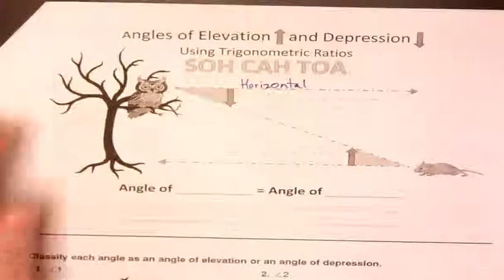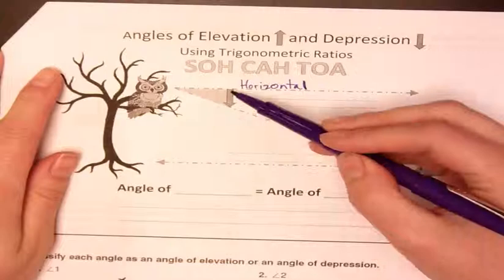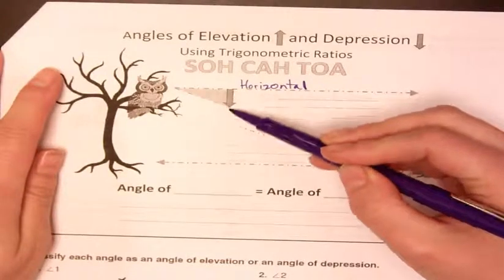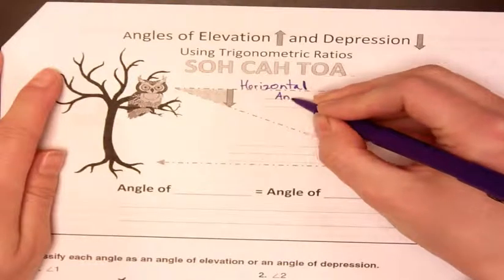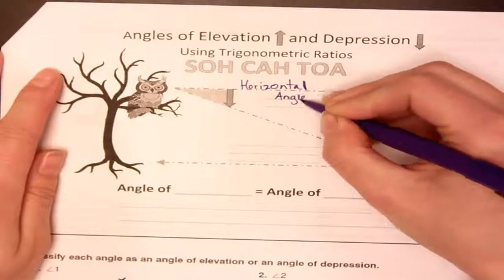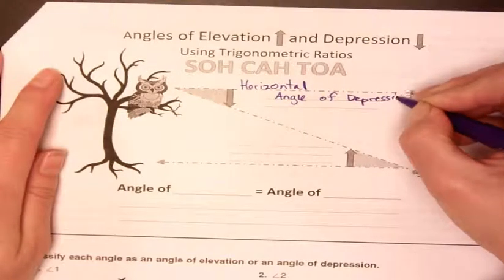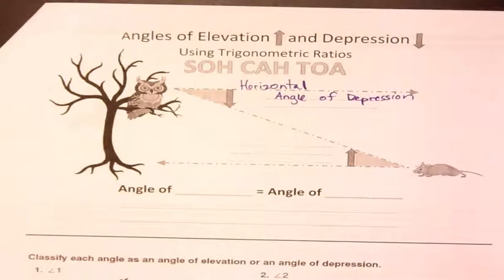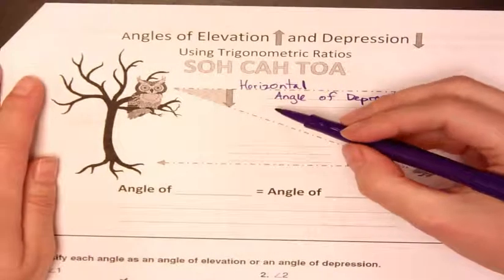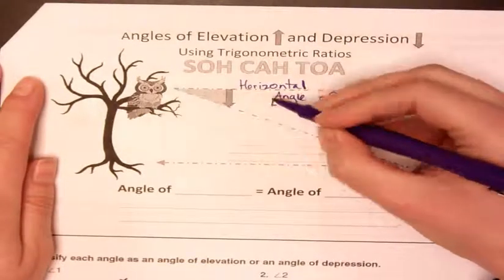Alright, so elevation and depression are measured from the horizontal. What do you think this angle here would be? Yeah, so depression is just when it's going down. The shorthand, a lot of people remember this by just thinking, hey, we're looking down. If we're starting here from the horizontal, we're looking down.